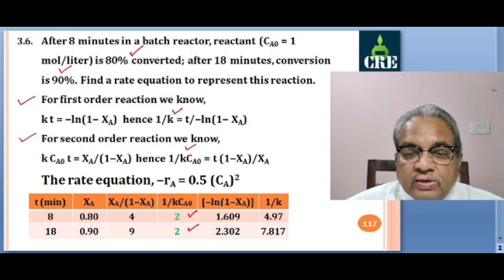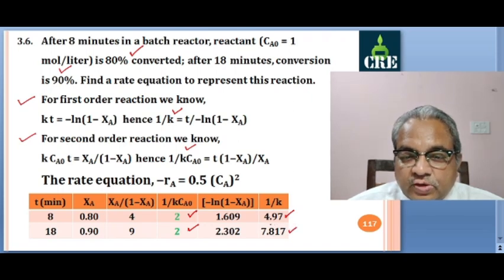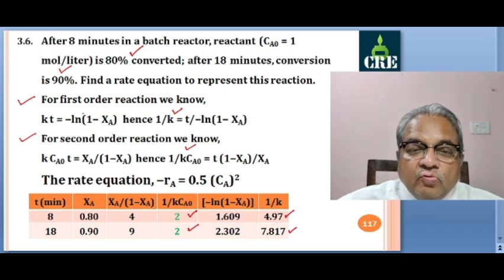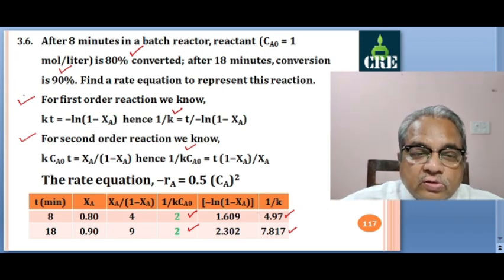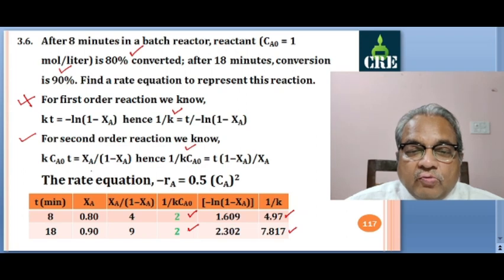So for first order, minus ln of 1 minus XA, you have to find out these values, and 1 upon k is t by minus ln of 1 minus XA. This comes out to be 4.97 and 7.817. That means these values are not matching here. So first order kinetics is ruled out. Whereas for second order kinetics, these values of 1 upon kCA0 are 2 and 2, the same.